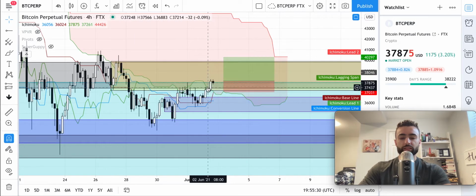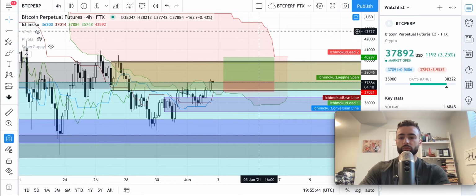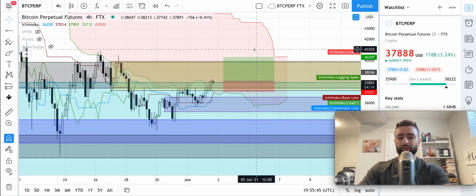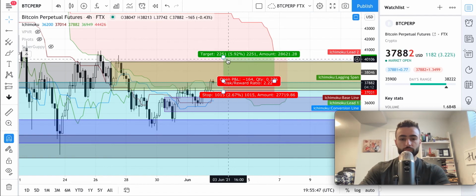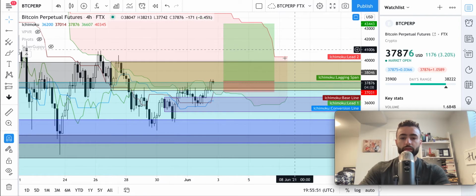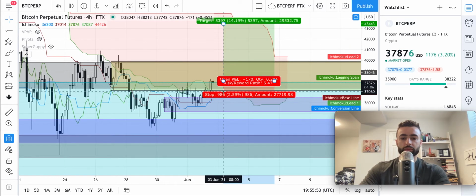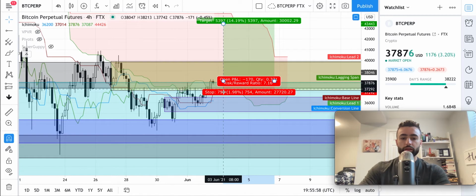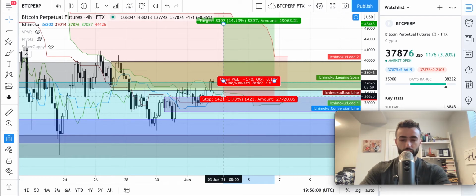Now we're seeing the same sort of scenario here where we close inside of the cloud. The longer we stay in the cloud, the more likely it is this will play out and will move up towards that 43.5K level. So this will then go up to about there, and then our stop loss is going to be somewhere outside of the cloud. It really just depends on where the candle closes.